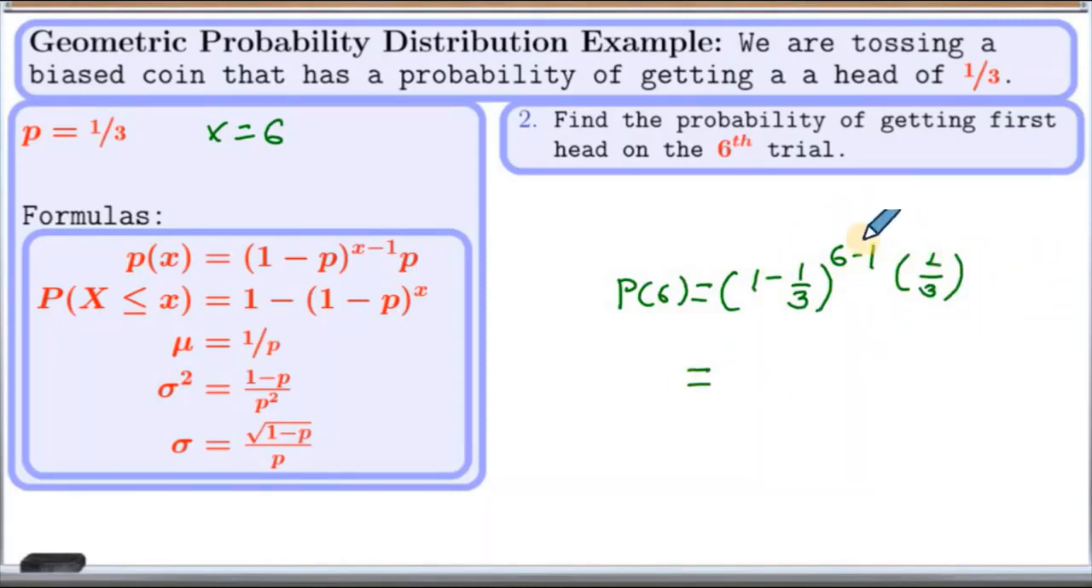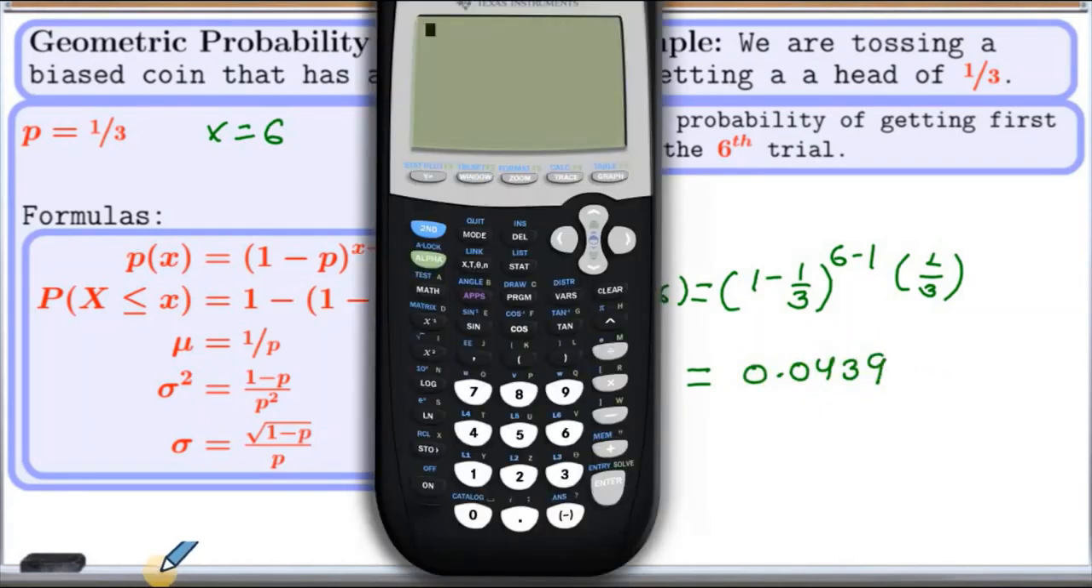Now you can plug in this whole thing in a calculator. So this whole thing comes out to be 0.0439.